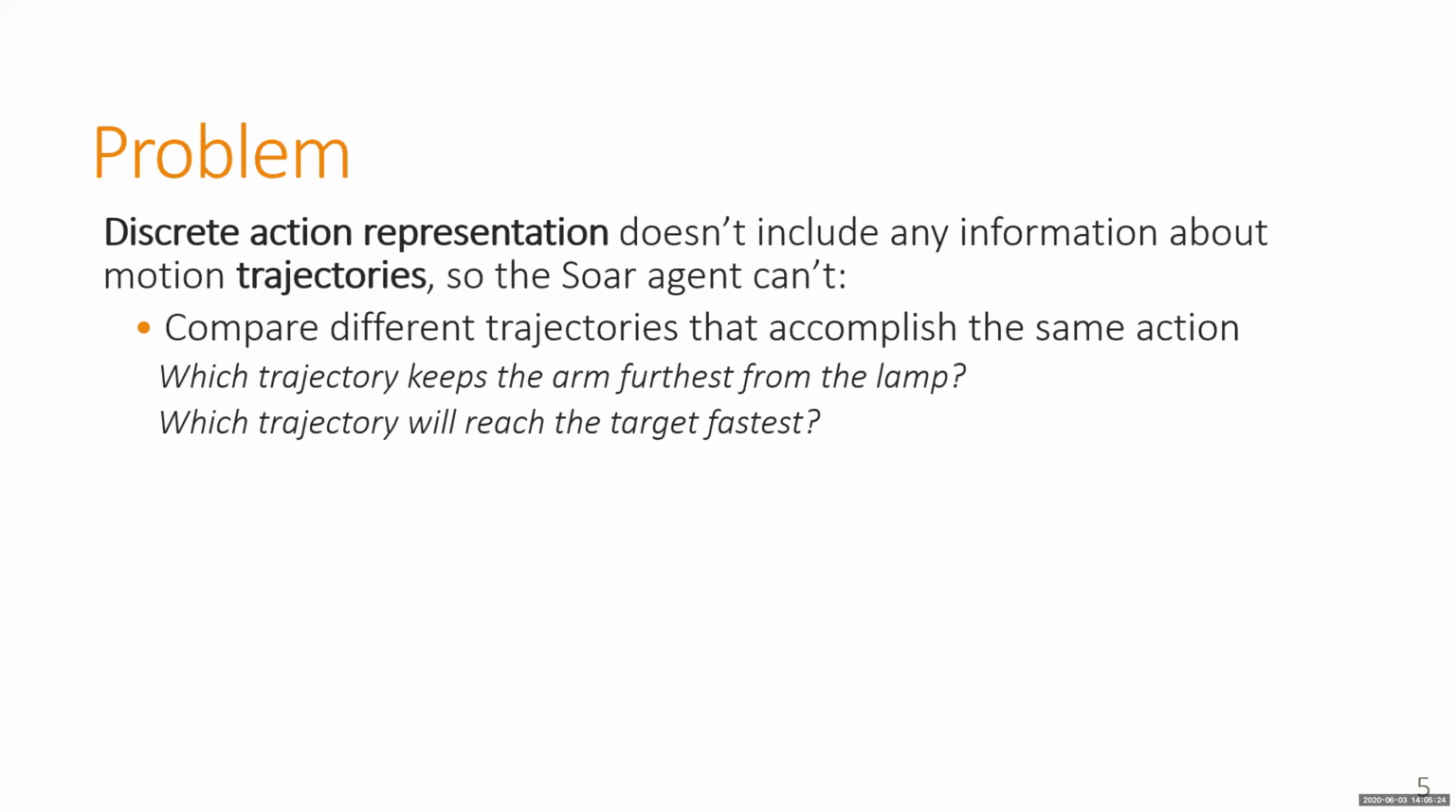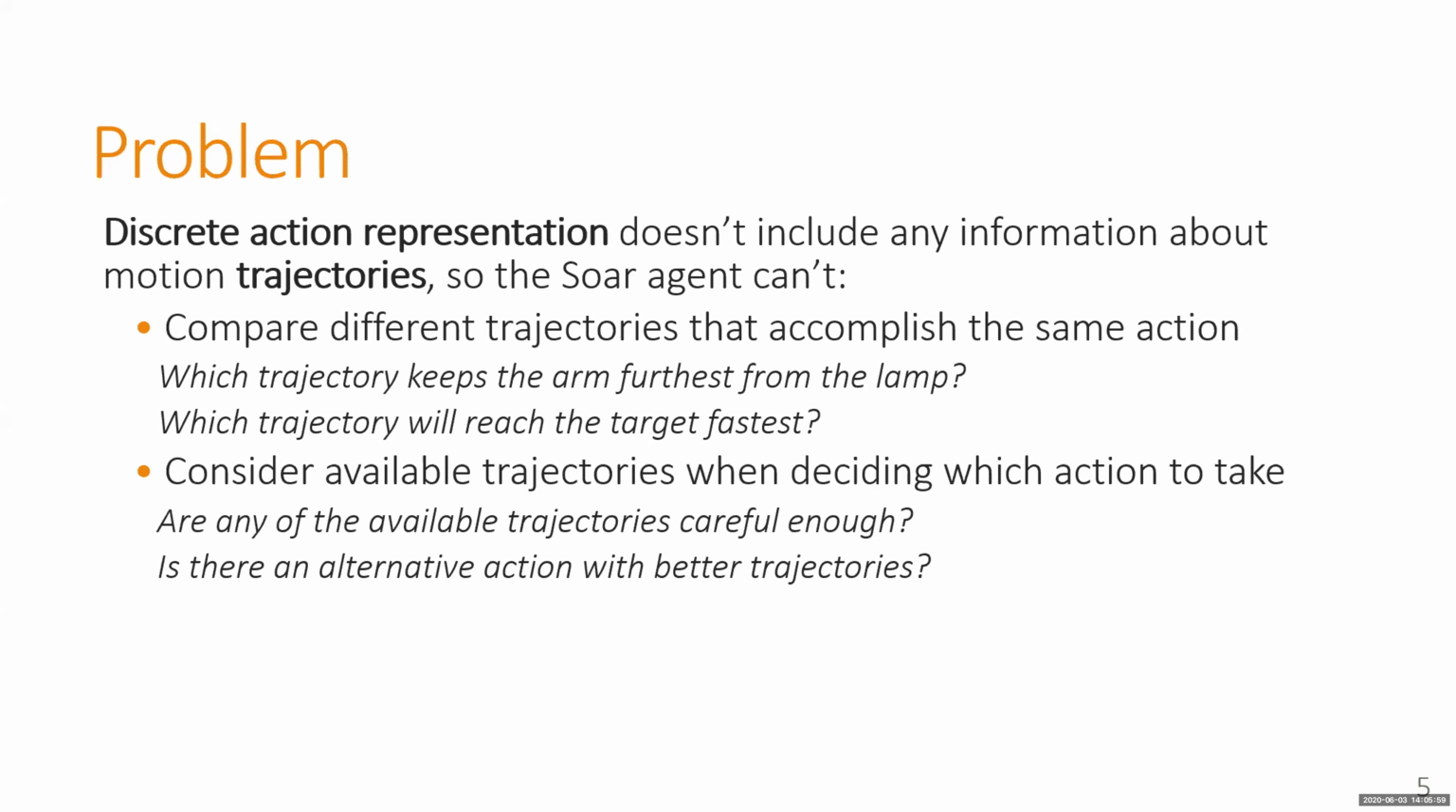The first one is that agents can't compare different trajectories that accomplish the same action. So if you think about it, any given reaching action, for example, could actually be implemented by a number of different trajectories with different properties. And so we would like for the agent to be able to query the motion system and say, which of the available trajectories keeps the arm farthest away from a lamp, for example, or which of the available trajectories will reach the target the fastest.